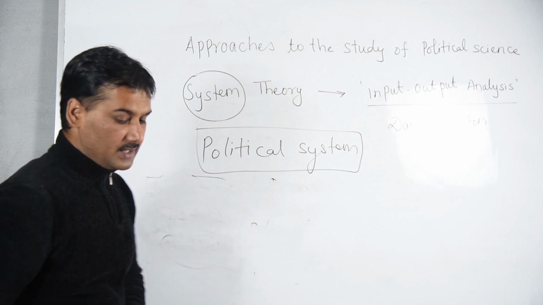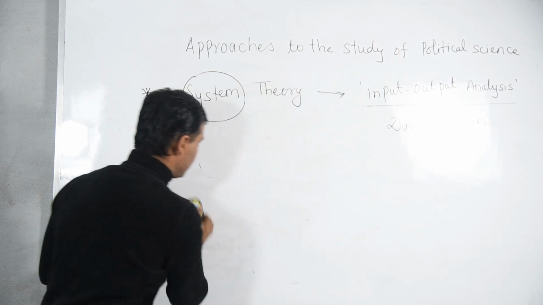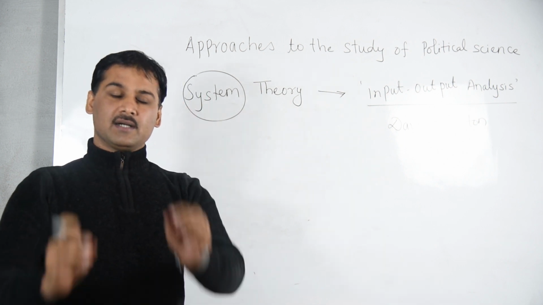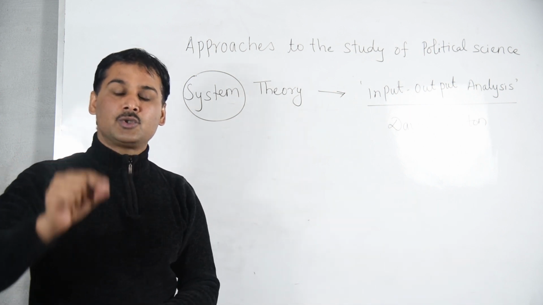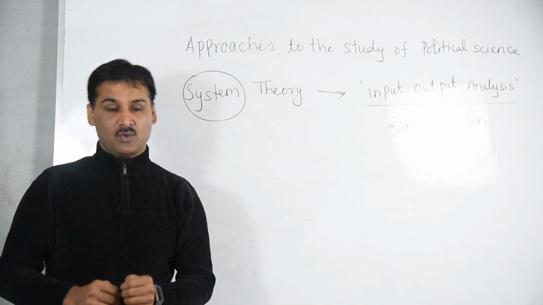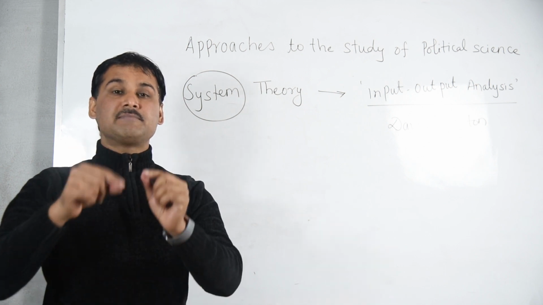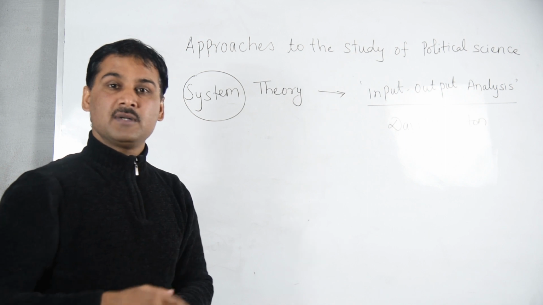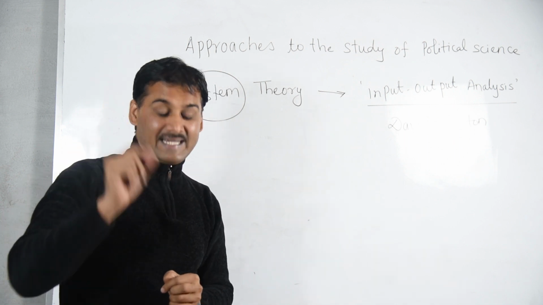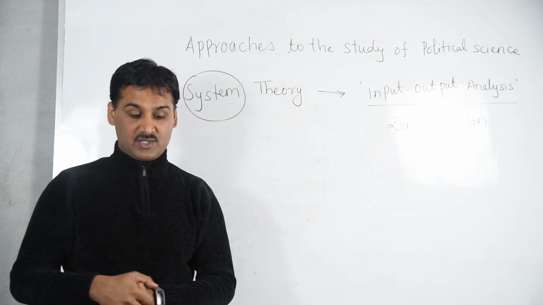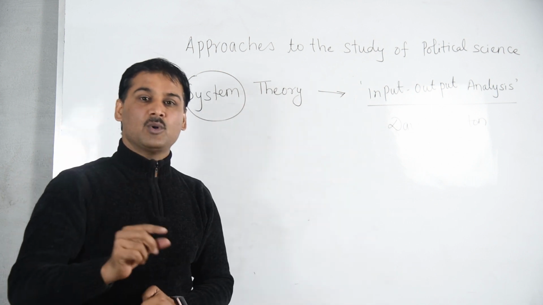The illustration, basically, of what David Easton argued is that for any political system to survive, it must do its function. Basically, two functions. One is, it must be able to allocate the values in the society. Second is it must be able to get all the members of the society to accept those values or accept those decisions. So these are two important functions each and every political system should carry out.